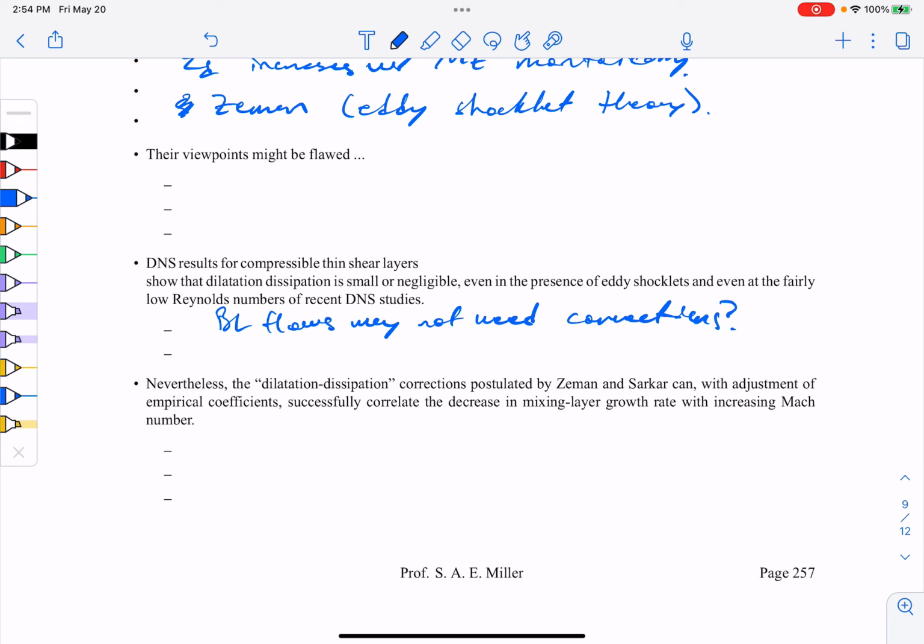Anyway, the dilatation corrections shown by Zeman and Sarkar can, with particular calibration of the coefficients and auxiliary functions, match measurement data of mixing layers with care. And they can also be formulated to find good results for at least non-hypersonic boundary layers, where MT is lower, say where the turbulent Mach number isn't that large. And at the end of the day, they're still seen as empirical corrections rather than true models, but they still remain some of the more popular ones today.